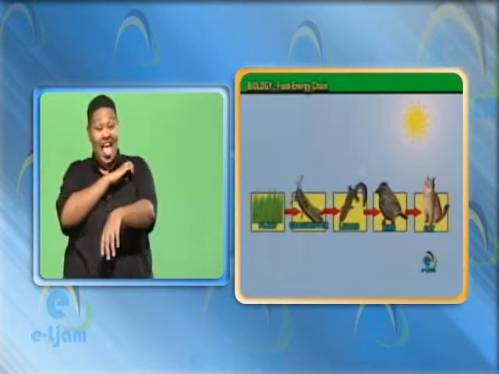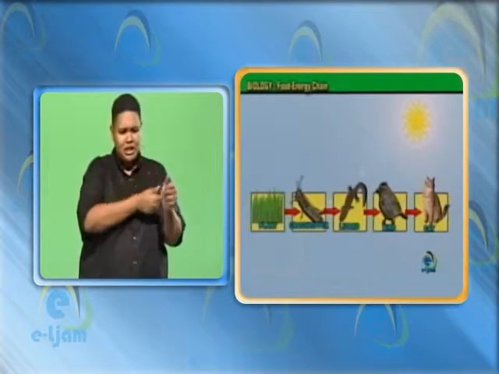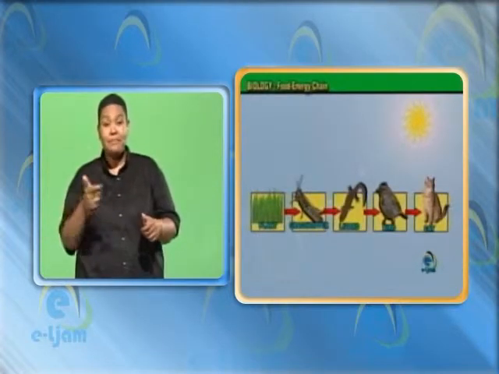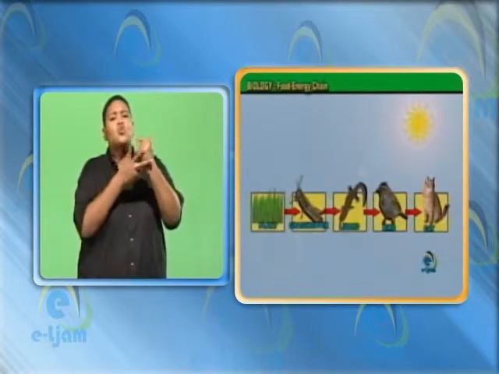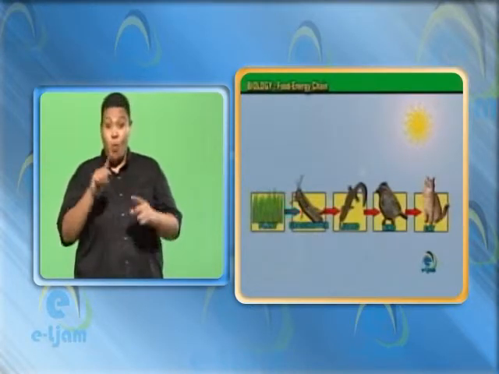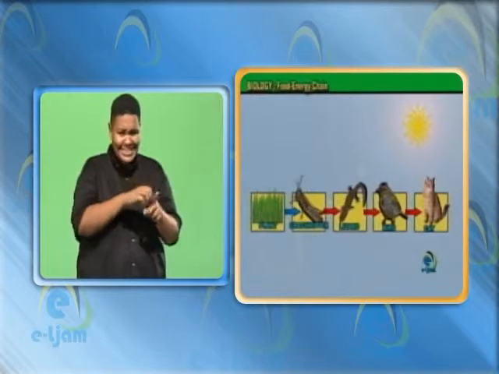Energy from the sun passes through each link of the food chain. Each animal uses some of the energy to stay alive and stores some in its tissues. When the animal is eaten, the energy stored in its tissues is passed on.